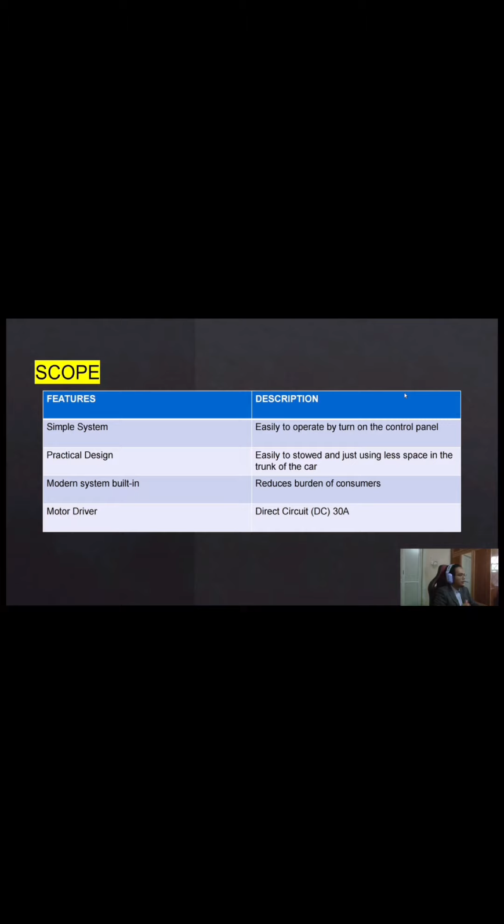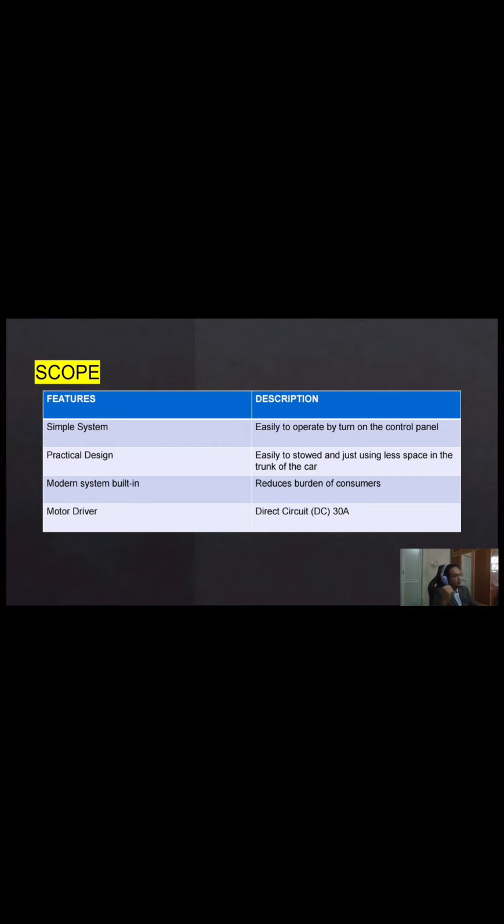For the scope, the features: simple system. It is easy to operate by turning on the control panel. What I mean is, our project works just by turning on the product and pressing one easy push button, so it can operate the machine automatically.